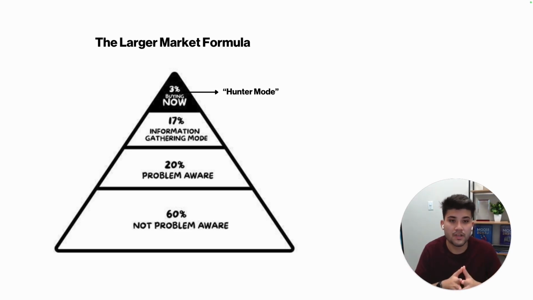Only 3% of those parents are actually in what we call the hunter mode, which is like they know exactly that they have a problem. They analyze all of the different solutions for that problem, and they came to the decision that a soccer academy or a club is the solution to their problem. So they're like, okay, I need to find a soccer academy near me, and I'm ready to buy. I need to enroll my kid.